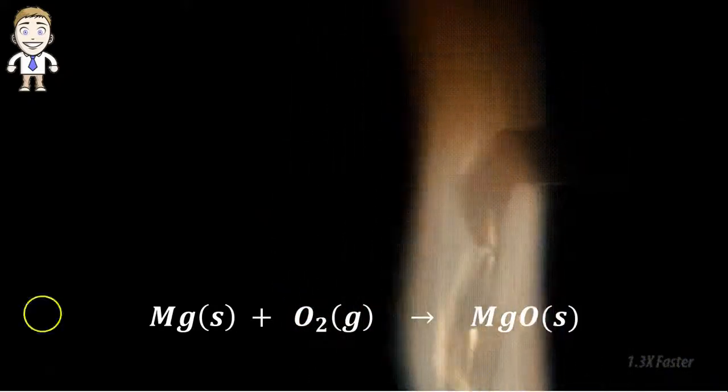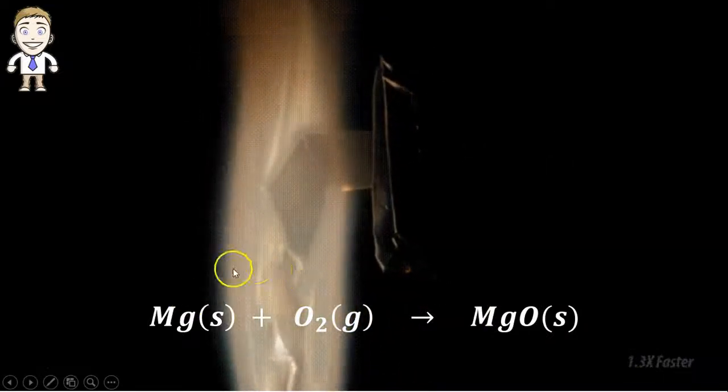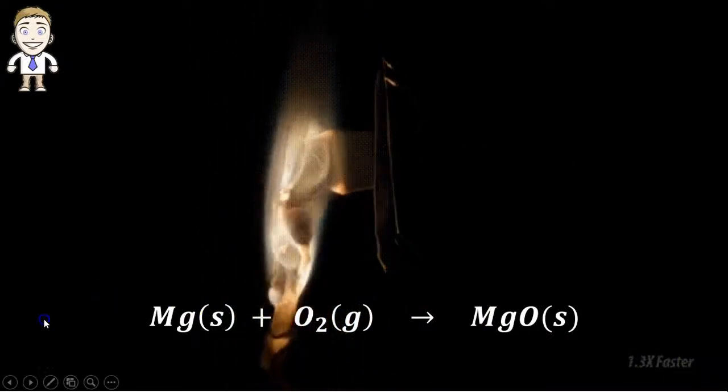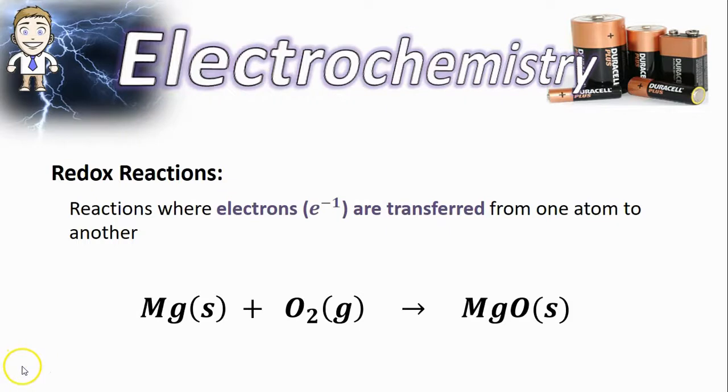What you can't see is that electrons are being transferred between the Mg and the O2 as this reaction takes place. And more specifically, it's the magnesium that's transferring its valence electrons to the oxygen.